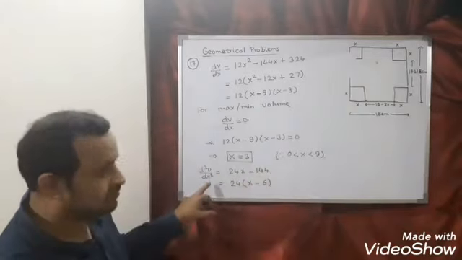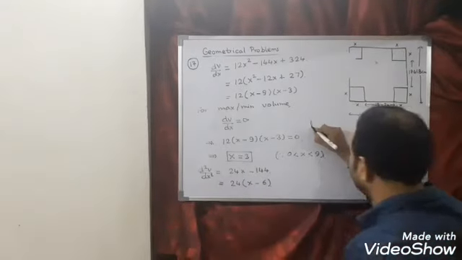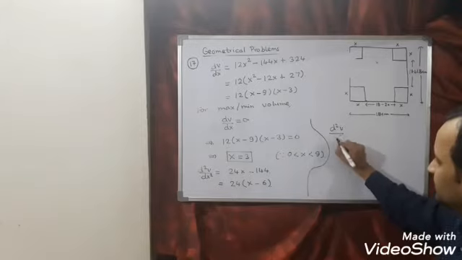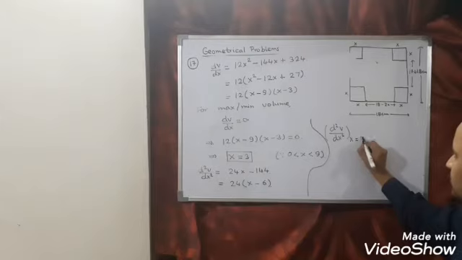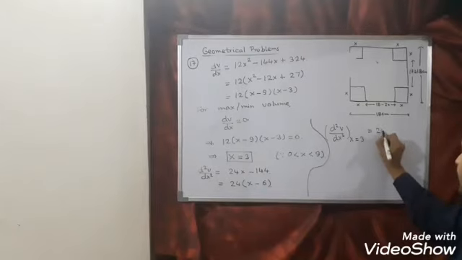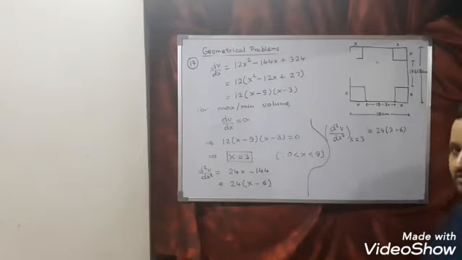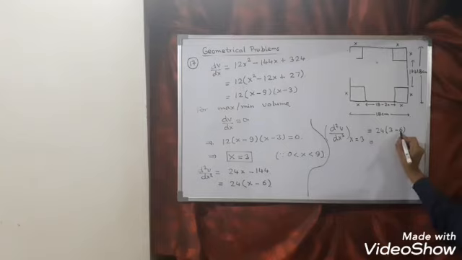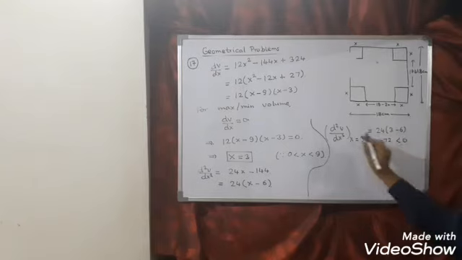Now put x is equal to 3 in the second derivative. So what will you get? Here d square V by dx square at x is equal to 3, put. So what will you get? 24 into 3 minus 6. So 3 minus 6 is how much? 3 minus 6 is minus 3. So minus 72. So the second derivative is negative.